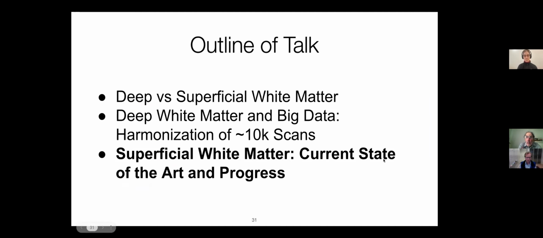So this is a project where we're studying the brain's superficial white matter, which is much less well known. So I'll talk some about the current state of the art in studying the superficial white matter with diffusion MRI, especially with tractography, and talk about some recent progress and what we're working on. So this is a grant that just started this year. So we're very excited about this new project.